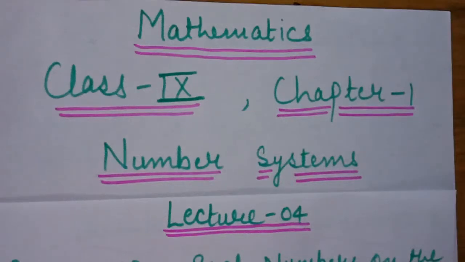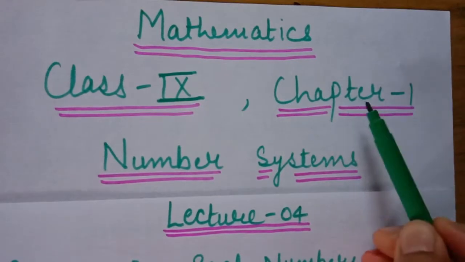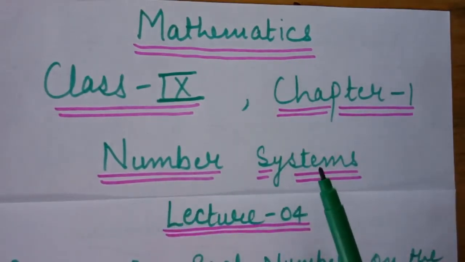Students, this is your mathematics class for class 9th. This is chapter 1, Number System, and this is lecture 4. In this lecture, we will start with exercise 1.4. In 1.4, we will learn how to represent real numbers on a number line.